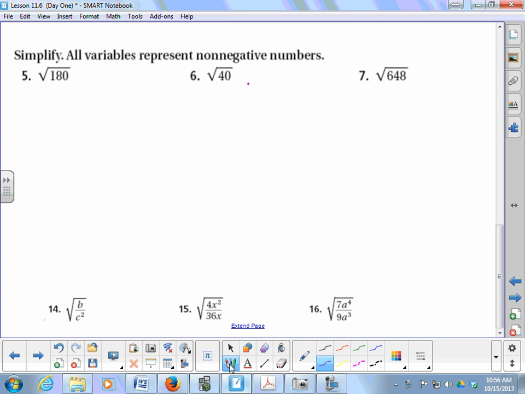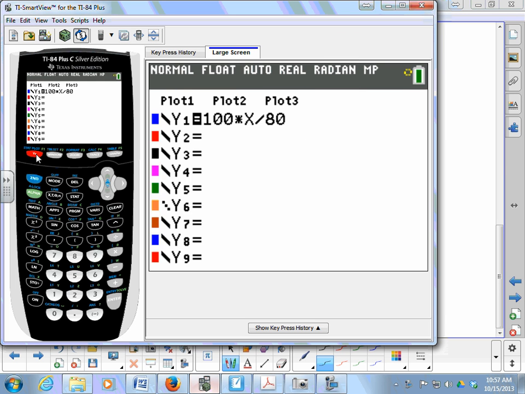Okay, so when we are simplifying radical expressions, and we have just constants like the square root of 180, we're always looking for the largest square that goes into 180. So what's the largest square that goes into that? 36? Okay.